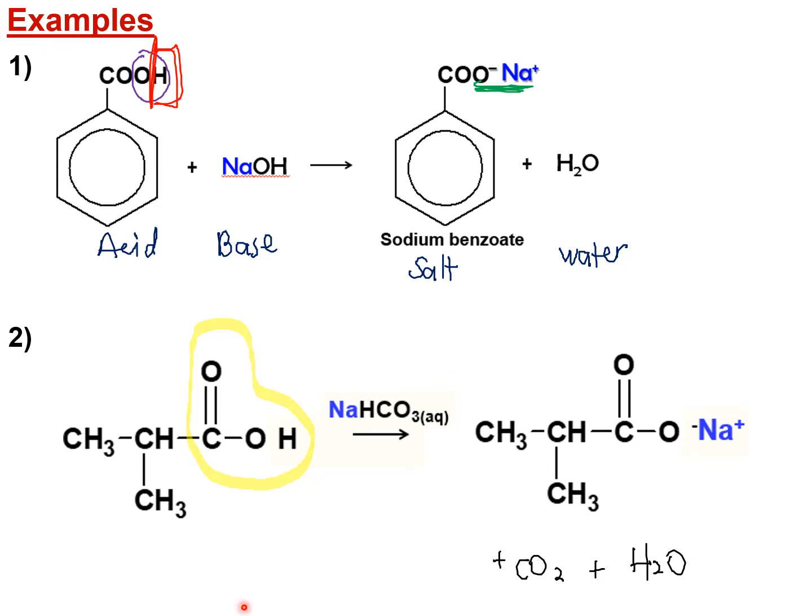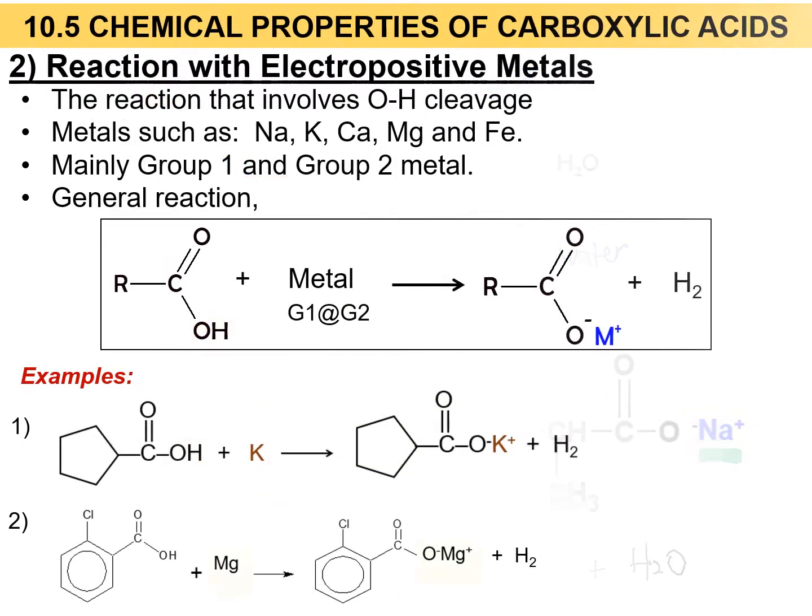Cumanya bila dia buat neutralization process ni, dia akan melibatkan OH bond cleavage. Kita akan buang this H dan kita akan gantikan dengan Na+. Alright. Next, carboxylic acids dia pun boleh react with electropositive metals, di mana this kind of reaction akan involve OH cleavage as well.